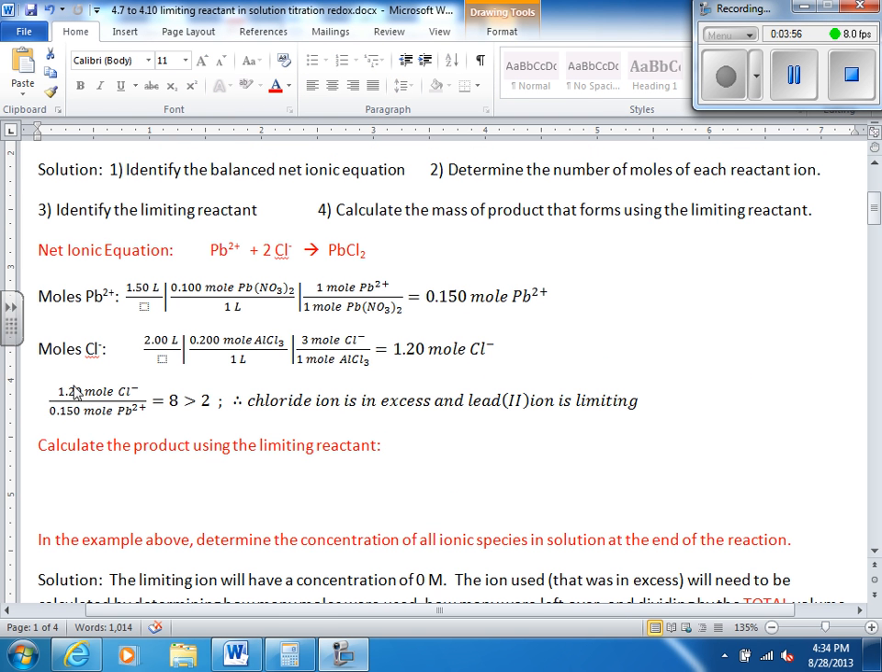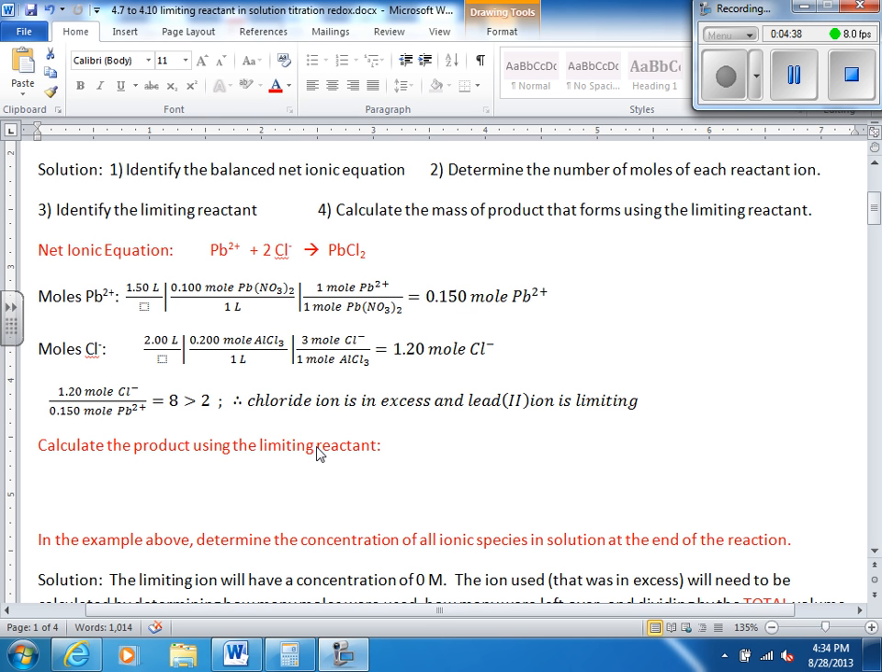Okay, so here we go. We have our 1.2 moles of chloride over 0.15 moles of lead 2. That's how many moles we had of each. That ratio is 8. And the mole ratio in the reaction is 2 over 1, which is 2. 8 is bigger than 2, so the ratio that I have is larger than the ratio in the reaction, which means I have more Cl than I need. If this number was smaller than 2, that would say I have less chloride than I need, and chloride would be limiting. But I have more chloride than I need. So chloride is in excess, lead 2 ion is limiting.